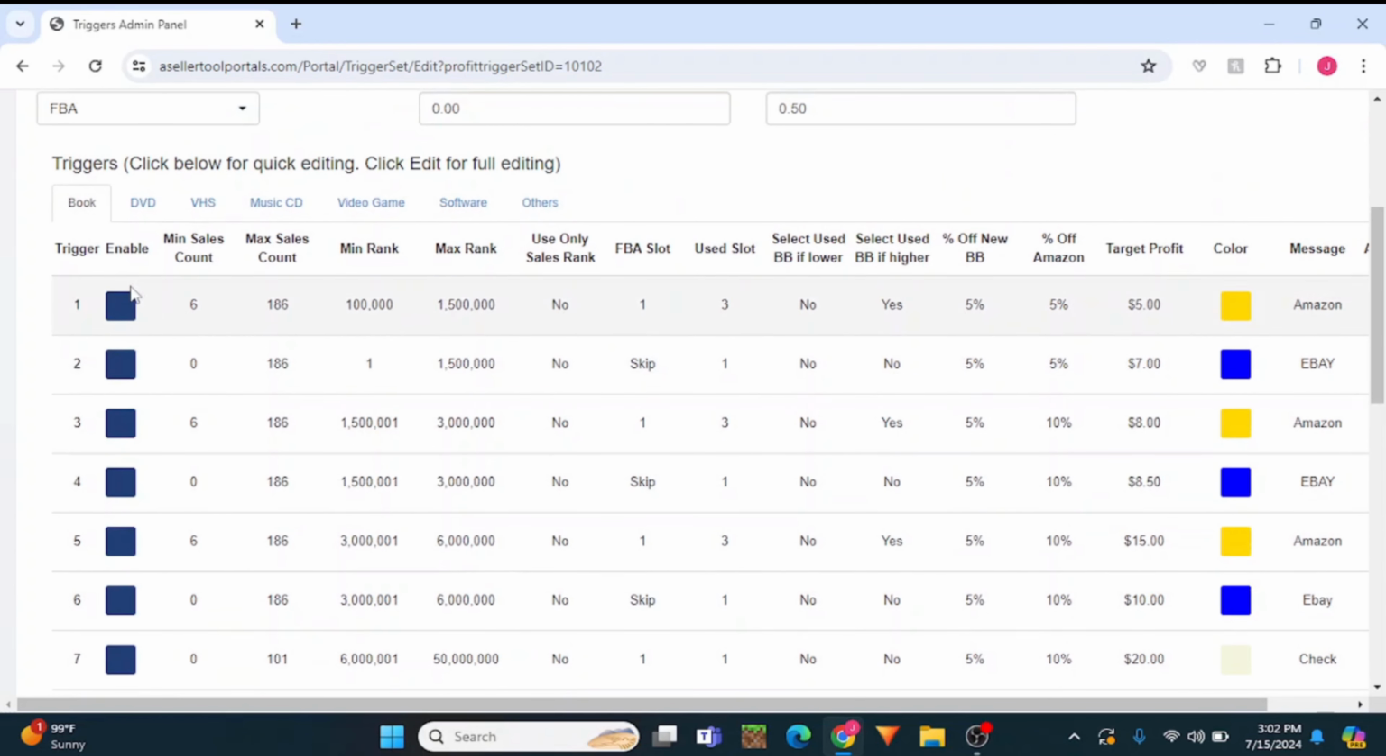Now there's a few different columns here. We've got minimum sell score. That's how many times it's sold in the last 180 days. Maximum sell score. We also have a rank. I honestly wish these categories were not here and we could just go off sell score.